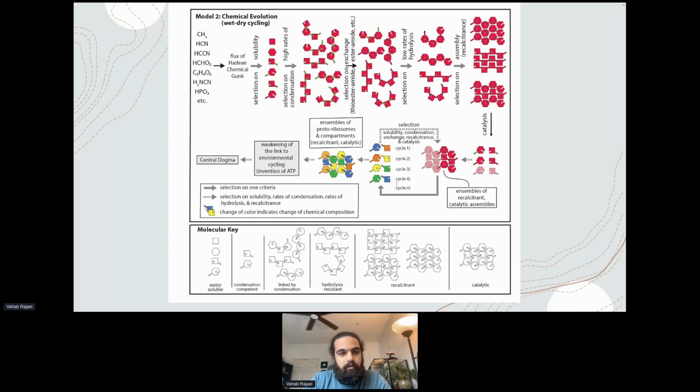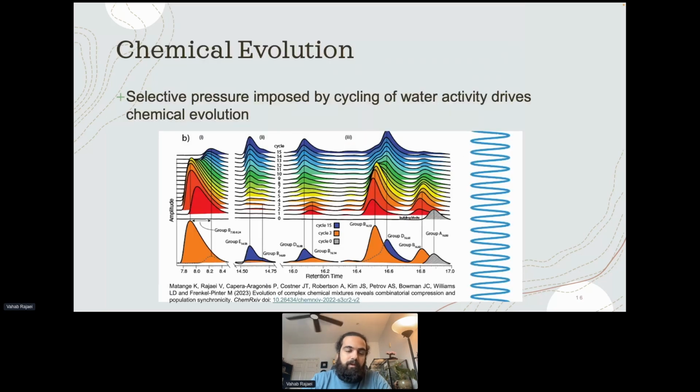I have a QR code to the preprint of this paper where we outline this model a bit more, if anybody's interested in that. But some experiments that we've done in the lab, we've conducted wet-dry cycling experiments for 15 cycles and done some broad level analyses to try to understand the behavior of the system. And we see that the system continues to evolve. Here at the bottom, in the gray, we have our cycle 0. And then as we move up, we are increasing in our cycle number. We can see the changes in these different types of peaks. This is an HPLC chromatogram.